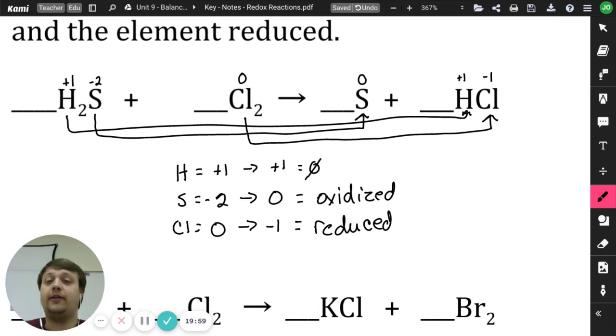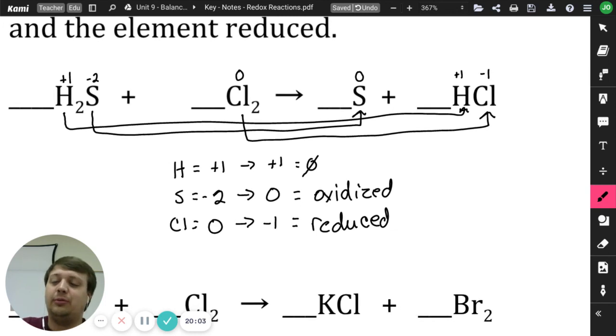All right. And then the very last thing, it did ask you to balance this equation. So to balance this, we would just put a 2 right there, and that would be it.